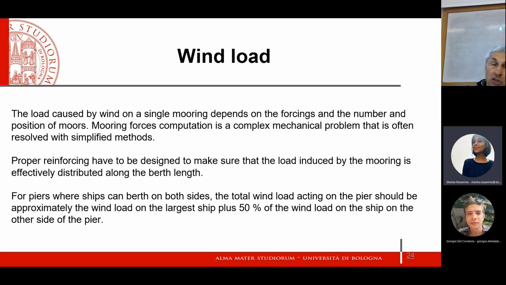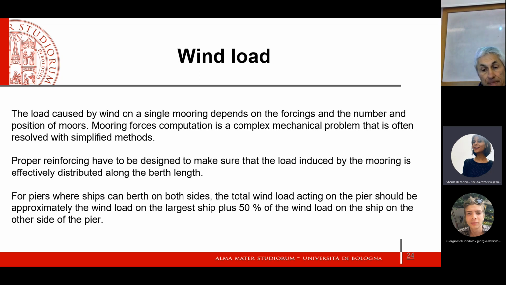The load that is caused by wind on each single mooring point, of course, depends on the wind forcing, the number of loads, and their position relative to the position of the ship, because the spring lines are usually inclined also along the vertical direction. They are not horizontal. And therefore, the direction of the spring lines is highly influential.